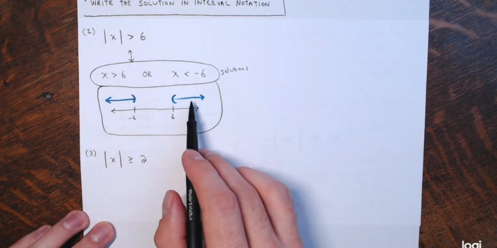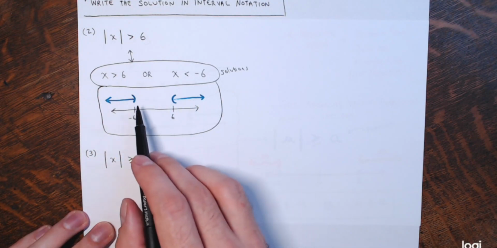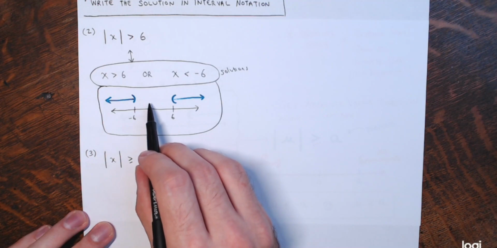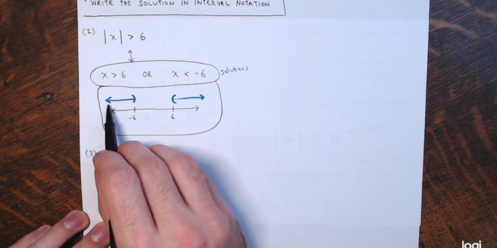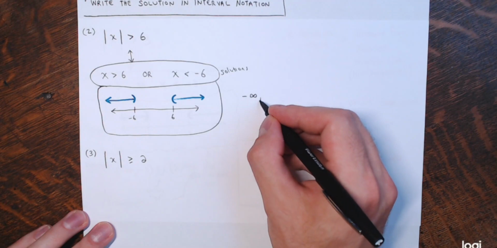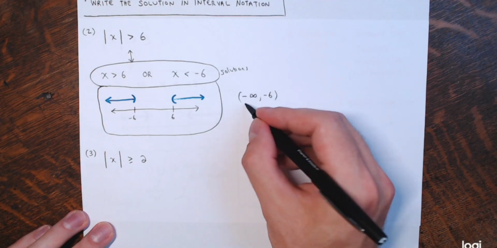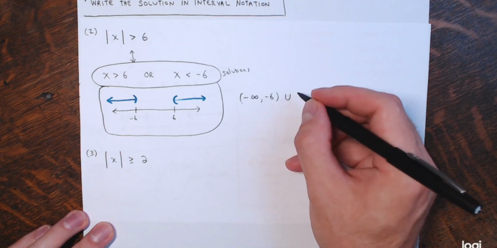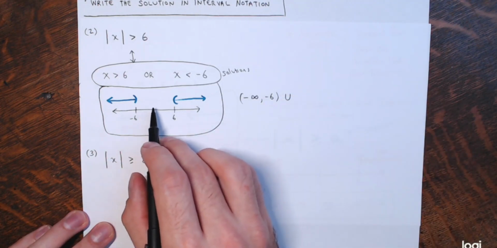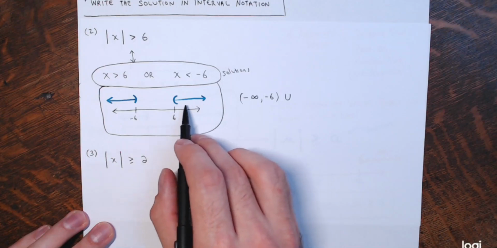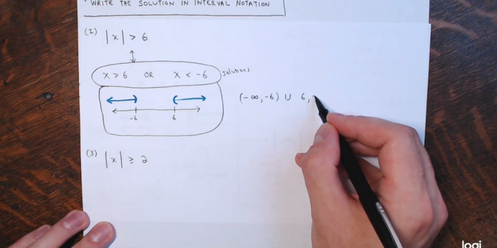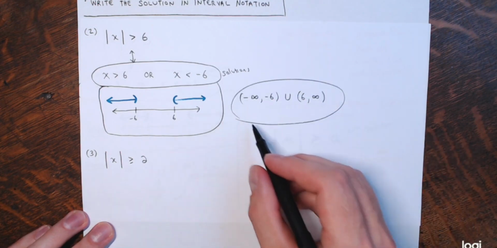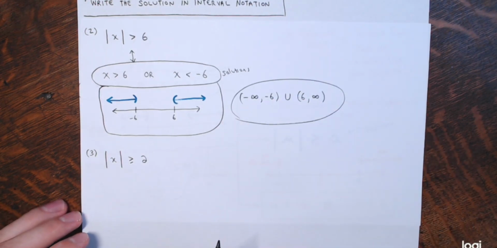Again, there are two separate pieces, so I need two intervals, and then I'm going to connect them with the word or the union symbol. First piece goes from -infinity up to -6, but not including -6, so I got parentheses. In union with, representing where the gap is, or, and then 6 to infinity, going from left to right, and then parentheses on both of those as well. And there's the interval notation for the set of solutions.